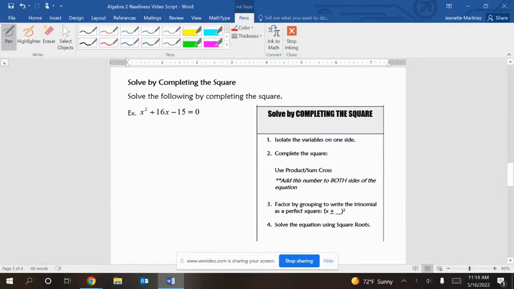In this video, we're going to learn how to solve by completing the square. So here are our steps on the right-hand side to tell us what we're supposed to do to solve by completing the square. First thing says to isolate the variables on one side.